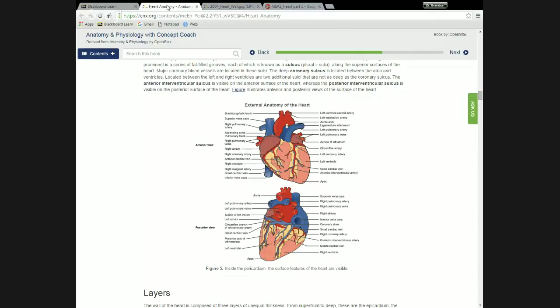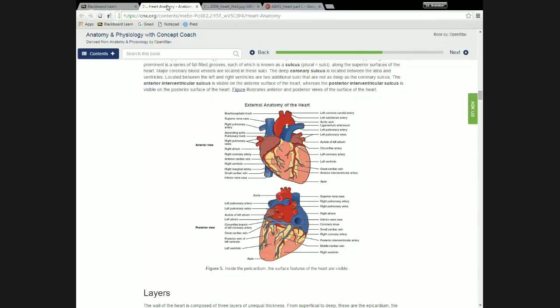They are branches right off of the aorta. So right about here, there's a branch coming off the aorta that splits into two major coronary arteries. One going to the right side and one going to the left side. The right coronary artery also wraps around to the posterior side of the heart, and the left coronary artery stays mostly on the anterior side.